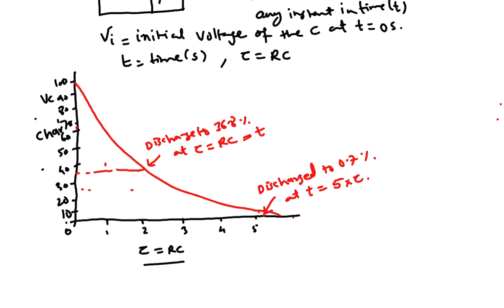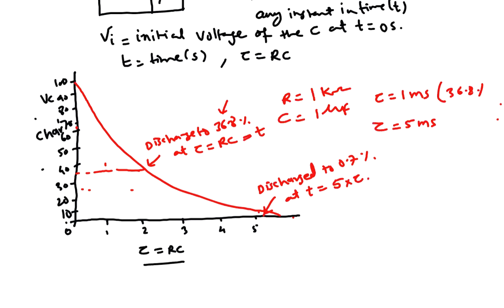Given the values of R equal to, let's say, 1 kilo ohm and C equal to 1 microfarad, at tau equal to 1 millisecond, your discharging will be about 36.8%, just like your cell phone battery, for example. At 5 milliseconds, this is about 0.7%, the battery discharged. So a capacitor is just a battery.